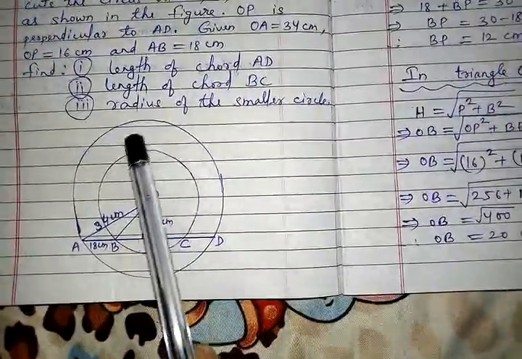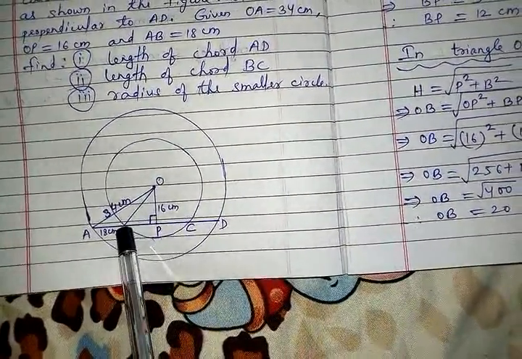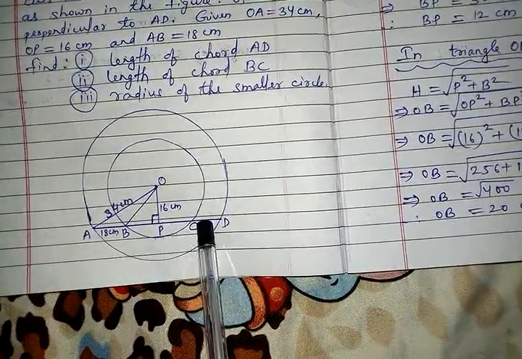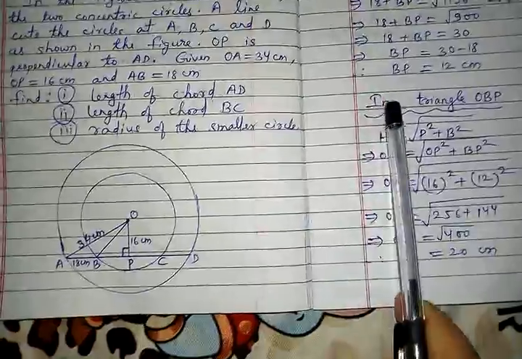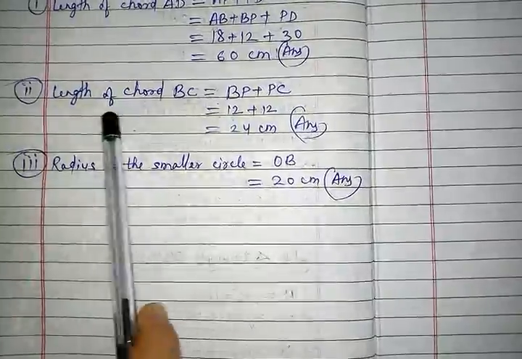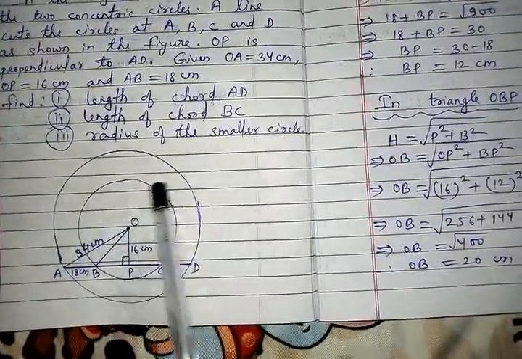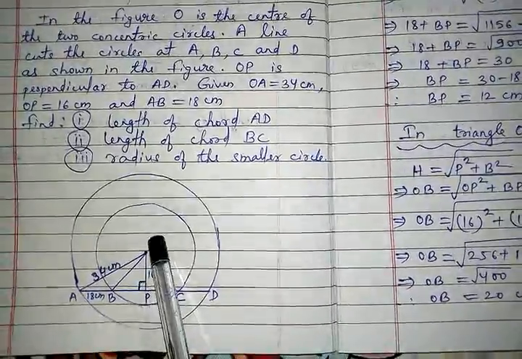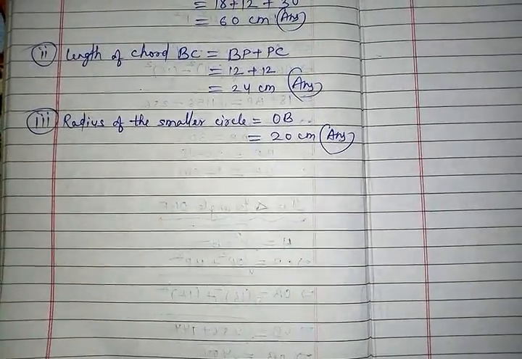Next, length of the chord BC. BC, that means whatever is the value of BP, same will be the value of PC. BP is 12. If it is 12, you can see BP is 12, then this is also 12. 12 plus 12 is 24. So second value is 24. Length of chord BC is 24. And last one, radius of the smaller circle, that is OB, and just now we got OB as 20. So number 3 answer will be 20 centimeter.